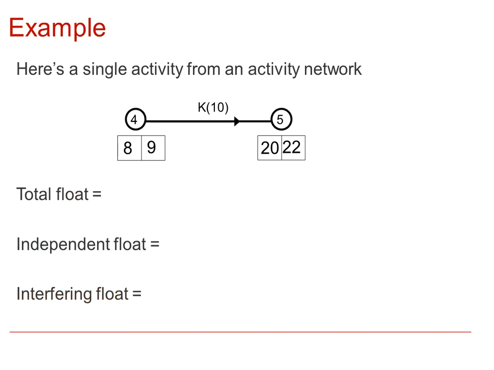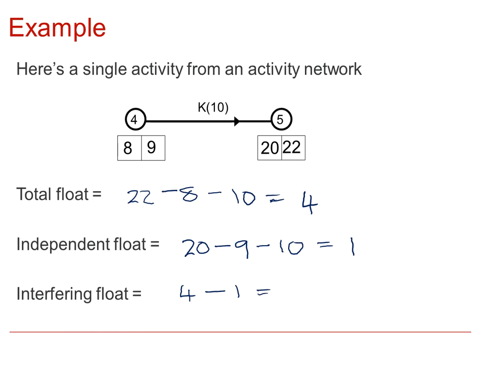So looking at this example here for an activity K, the total float would be the 22 minus the 8 minus the 10 equal to 4. The independent float would be 20 minus 9 minus 10, or 1, and therefore the interfering float will be 4 minus 1 equal to 3.